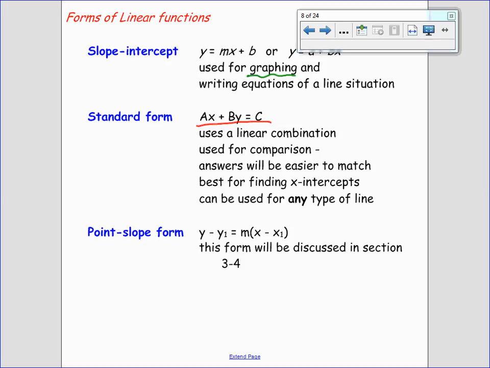And then point slope form we're going to look at next time. Point slope form is y minus y sub 1 is equal to m times quantity x minus x sub 1. And that's the quickest way to generate the equation of a line if you know 2 points on the line. Or if you know 1 point on the line and its slope already, then point slope form is the most efficient way to generate its linear equation. We'll deal with that next class.